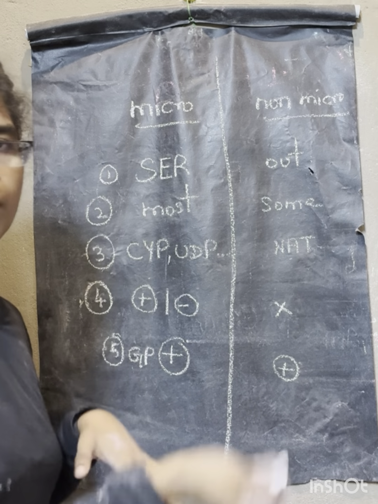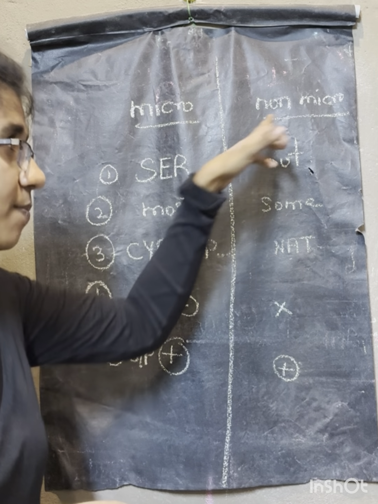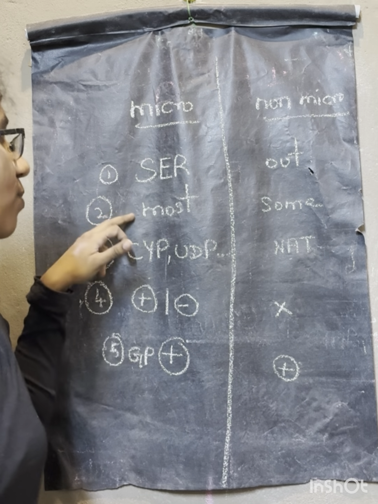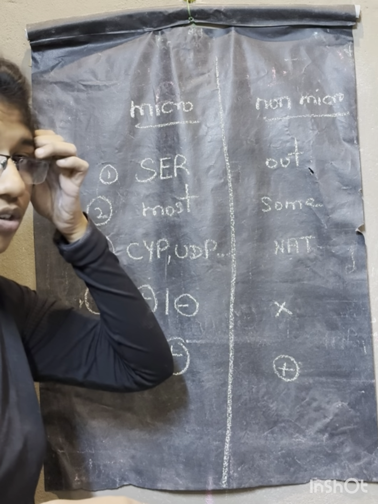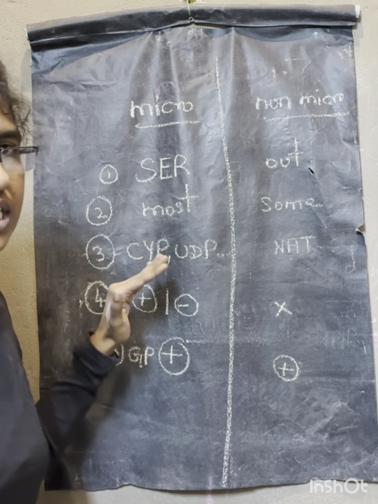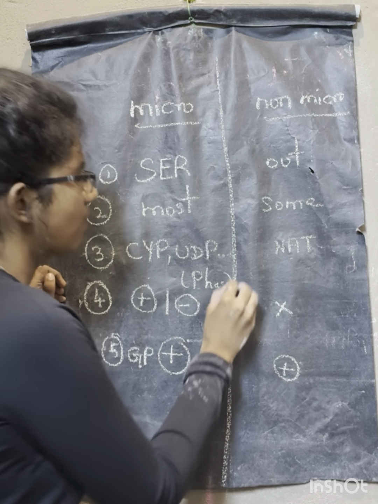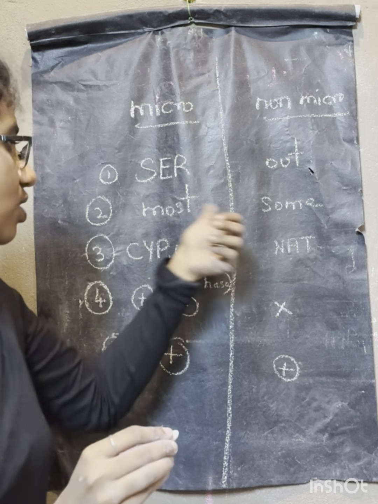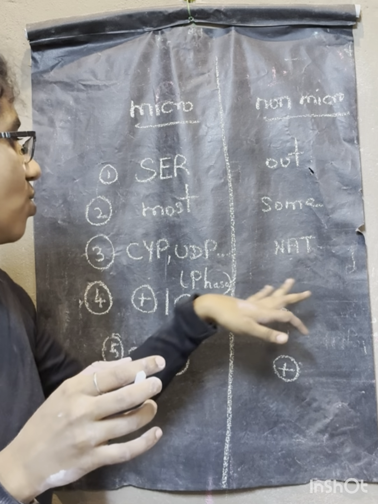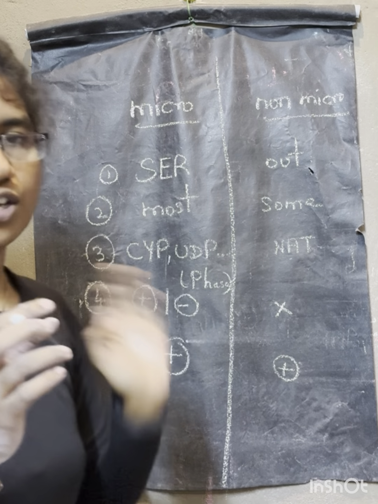Between microsomal and non-microsomal enzymes: microsomal enzymes are present inside the smooth endoplasmic reticulum, and non-microsomal enzymes outside the smooth endoplasmic reticulum. Most of the drugs are metabolized by microsomal enzymes, and some by non-microsomal. For example, CYP enzymes, cytochrome enzymes and UDP glucuronide transferase are microsomal enzymes. So phase 1 reactions are metabolized by microsomal enzymes. The exception is UDP glucuronide conjugation, which is phase 2 but still undergoes microsomal metabolism. Most of the phase 2 reactions are metabolized by non-microsomal enzymes.